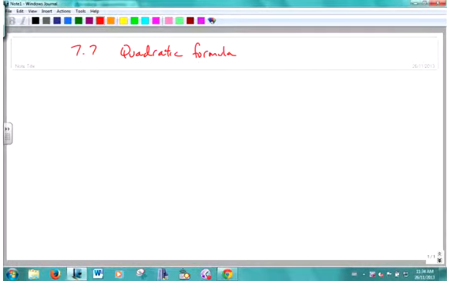Okay, we're going to do the quadratic formula, and this is it. x equals minus b plus or minus the square root of b squared minus 4ac, all over 2a. So what the heck is this thing and what does it do? That tells us what our two roots are.